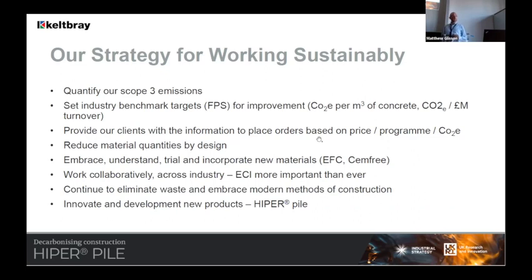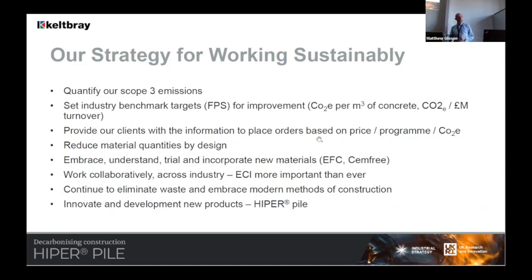So our strategy for working sustainably is to qualify and quantify our Scope 3 emissions. I'm working on behalf of the FPS to set industry benchmarks across the various techniques. So I was very interested to see Kimberly's presentation at the start, looking at the different techniques and where we are. There's been a recent guide published by the ICE, the Low Carbon Concrete Group, really starting to look at the different concretes that we use as an industry and the embodied CO2 within each of those concrete mixes. Where we want to get to is to set industry benchmarks year on year to try and improve from that, and to benchmark per meter cube and per million pounds of turnover, which I think Ruben mentioned earlier as ways that we can improve. Ultimately, we want to provide our clients with the information to place orders based on price, program, or embodied carbon, so we give them the choice.